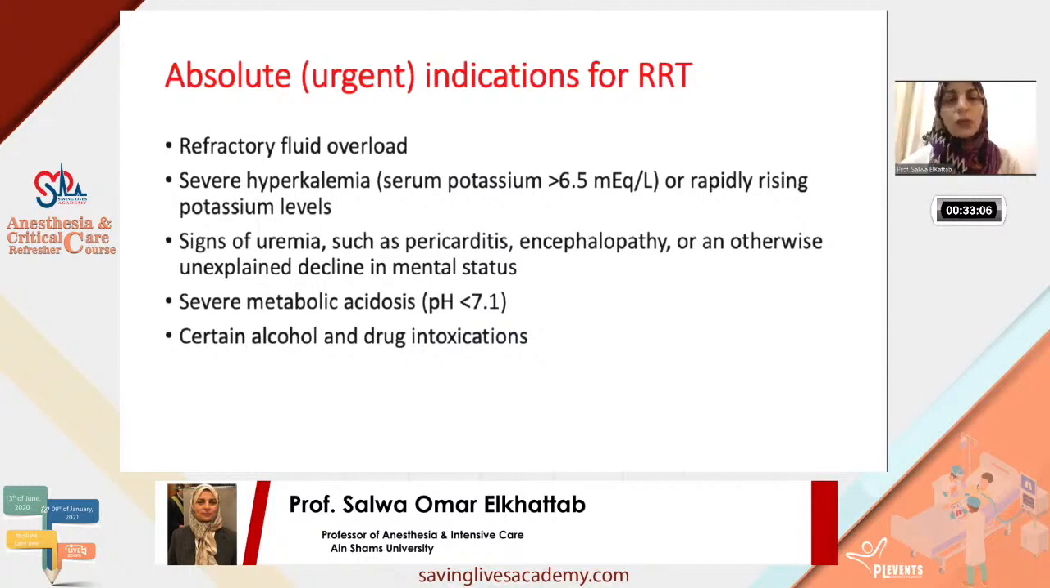There are absolute, urgent indications for RRT. Once one is present, there is no discussion. We will go for RRT to save the patient's life, like refractory fluid overload, where refractory means no longer responding to diuretics; severe electrolyte disturbance, namely hyperkalemia or a rapidly rising potassium level, again not responding to anti-hyperkalemic measures; azotemia, uremia, pericarditis, encephalopathy, or severe metabolic acidosis not responding to conservative management; and some drug and alcohol intoxication, where we might need to go soon to dialysis.